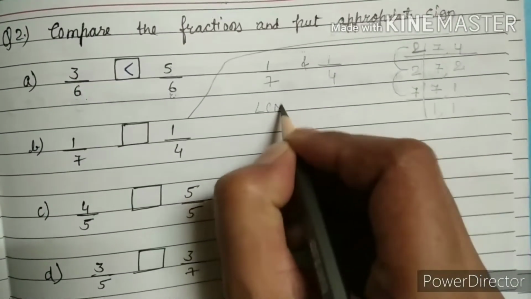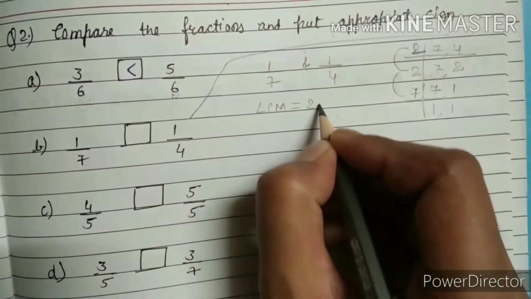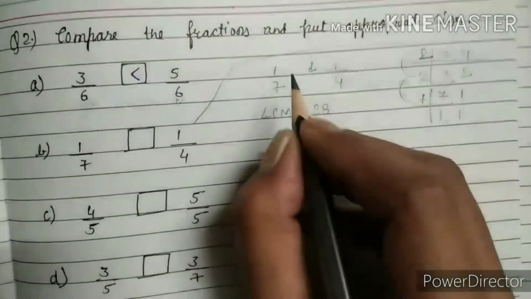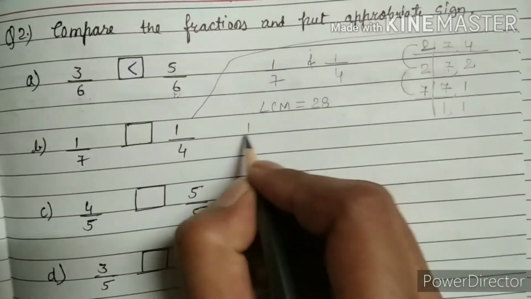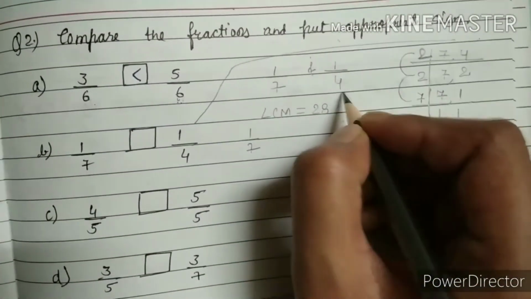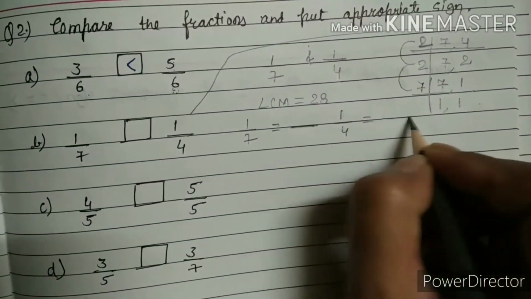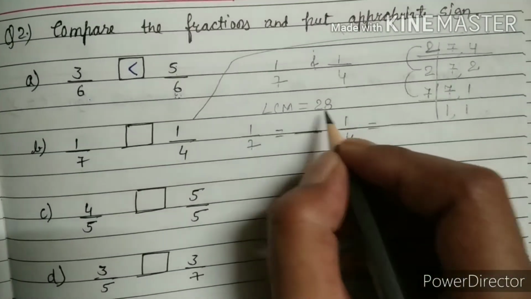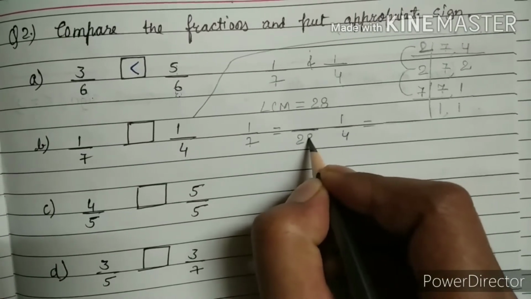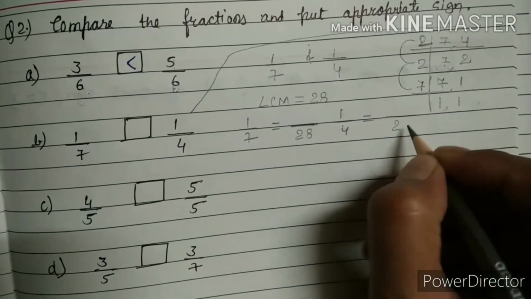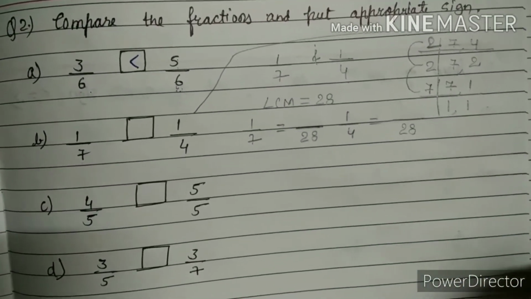So what has the LCM become? Now the LCM will become 28. We have the first fraction that is 1 by 7 and the next fraction is 1 by 4. We have to make both denominators 28. So here I am putting 28 and here also I am putting 28.